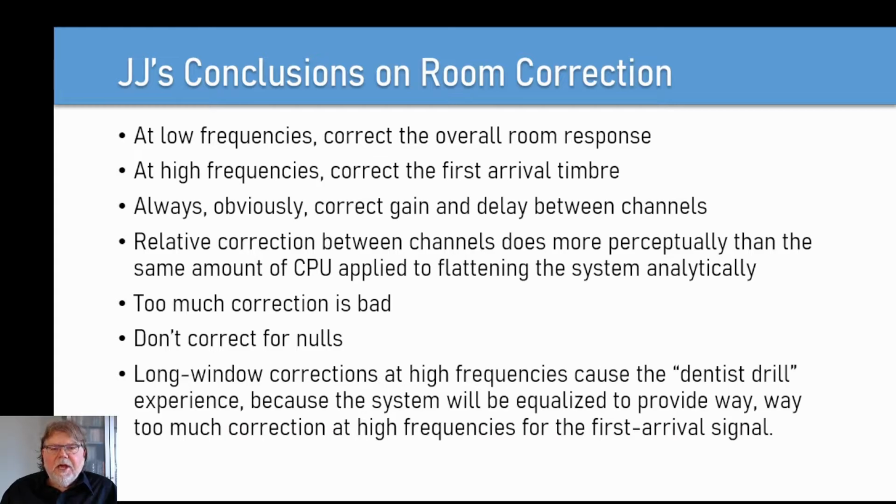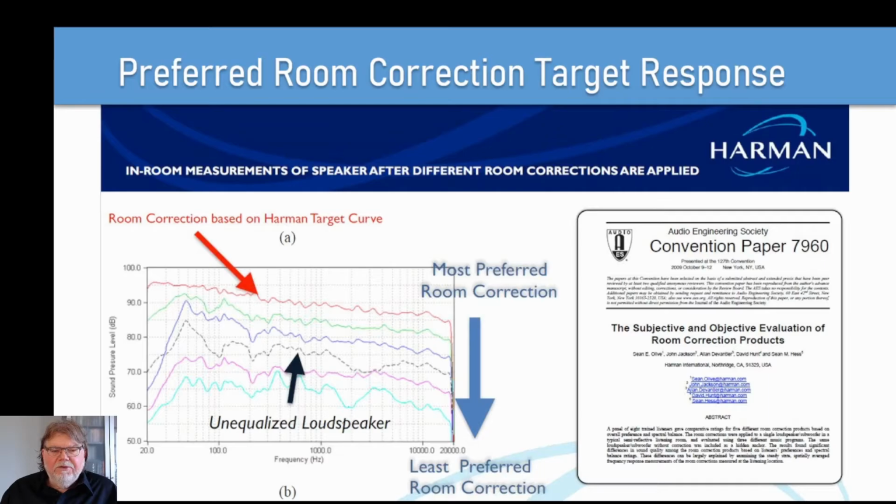So let's look at a subjective and objective review of some room correction products that Sean Olive did some time ago. I've pulled one of his slides out, and here we see the most preferred room correction to the least preferred room correction, and the measured in-room response of all of those corrections, including the unequalized loudspeaker. It's very interesting to note that it is, again, a tilted response because there's more low energy in the room than there is high energy. But as you can see, it's nice and smooth and flat, and that is the most preferred. That's what we're looking for.